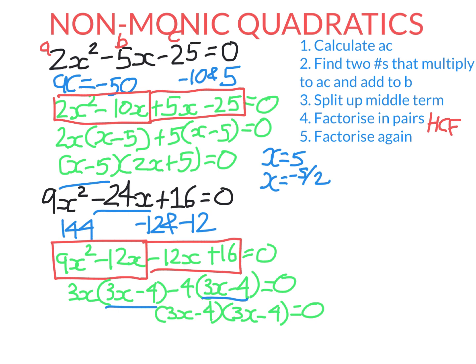So null factor law, if something times something equals 0, the first something equals 0 or the second something equals 0. Whichever bracket equals 0, I get 3x minus 4 equals 0. You know how to solve this. Just add 4 to both sides, divide each side by 3. We get x equals 4 over 3. That is the final solution.